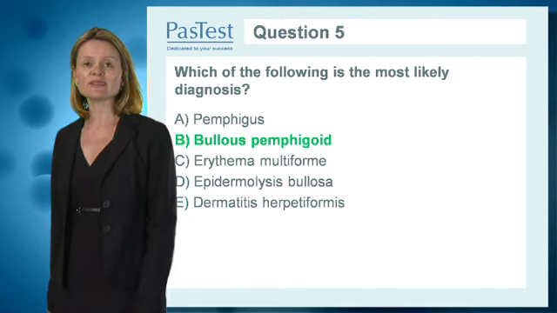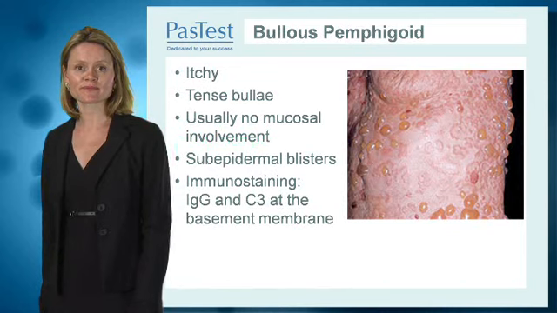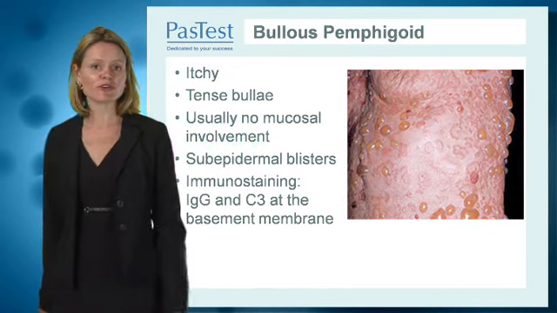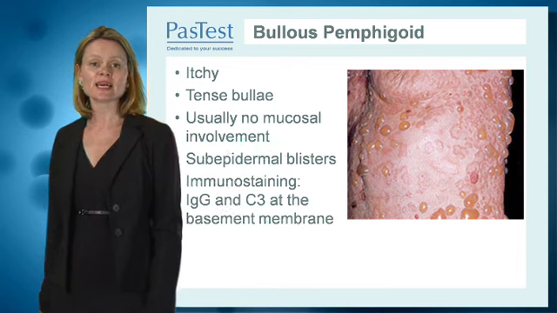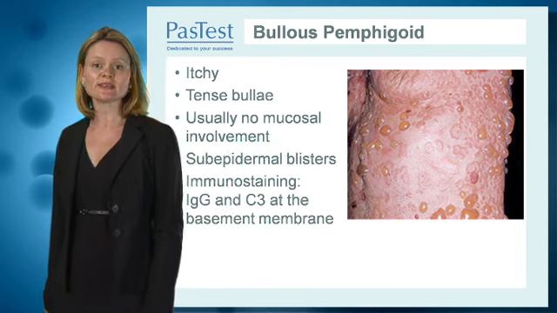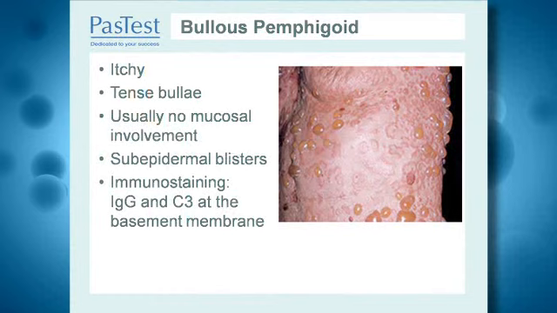Now bullous pemphigoid is the right answer here. So bullous pemphigoid, as we can see from this slide, shows tense bullae, and we can see these in this picture here. There's usually no mucosal involvement, and the blisters are tense because they're forming at the region of the subepidermis. And if the patient has immunostaining or immunofluorescence, it shows IgG and C3 at the basement membrane.